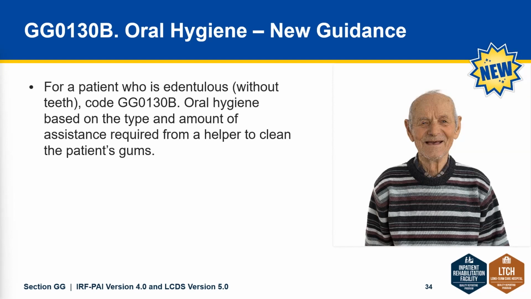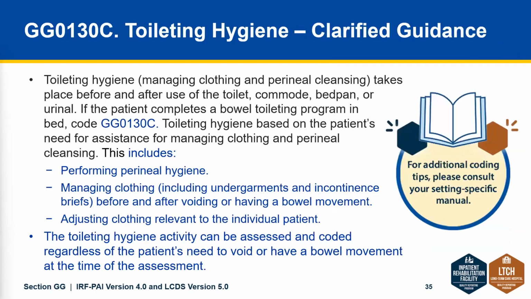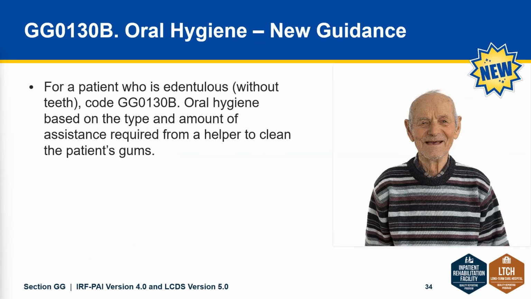For GG 0130B, oral hygiene, there is new guidance for both IRF and LTCH relative to edentulous patients. If a patient is edentulous, they have no teeth, but GG 0130B can still be coded based on the type and amount of assistance required to clean the patient's gums. The point is that even if a patient does not have teeth or dentures, it does not automatically mean the patient must be scored with an activity not attempted code.